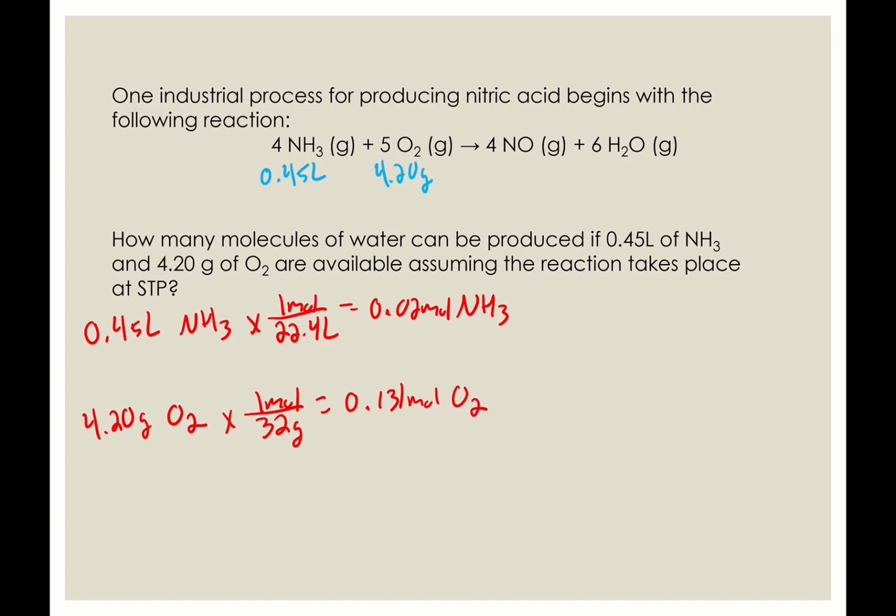Now again, we can't go based off the starting quantities. We have to convert this into moles of our product in order to really get an idea, because they can be consumed at different rates, and in this case, they are being consumed at different rates. So we'll have to convert these both into product, which in this case will be water. For the ammonia, it is a 6:4 ratio, whereas for the oxygen, it's a 6:5 ratio.